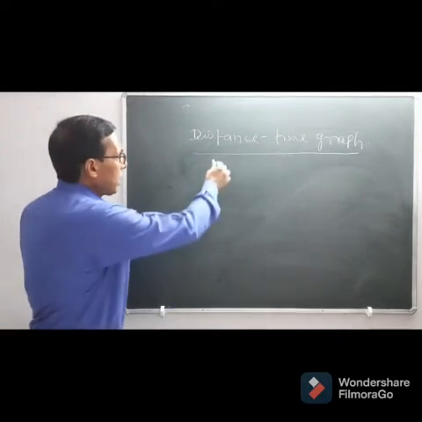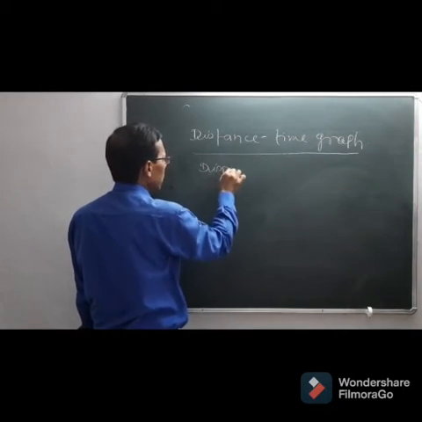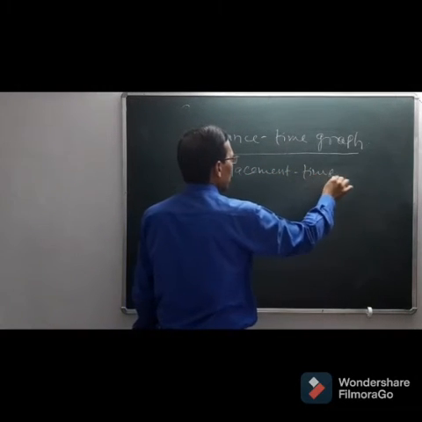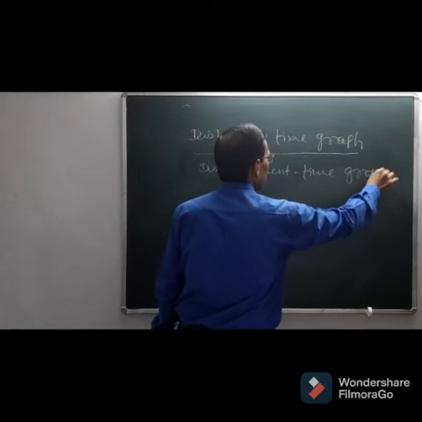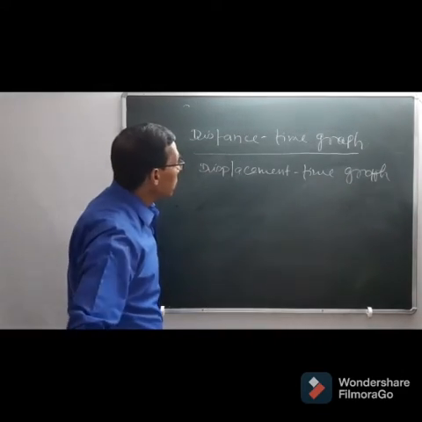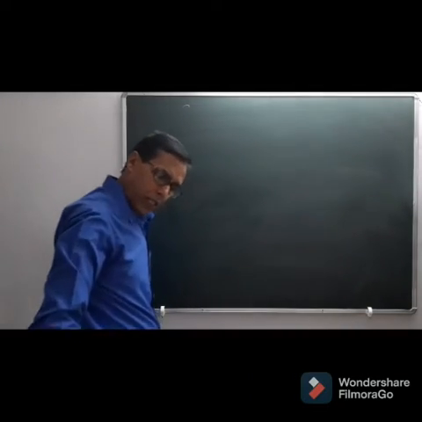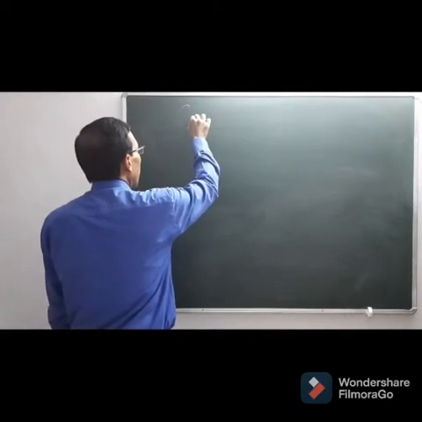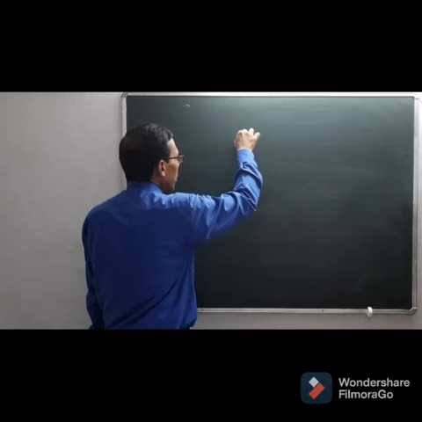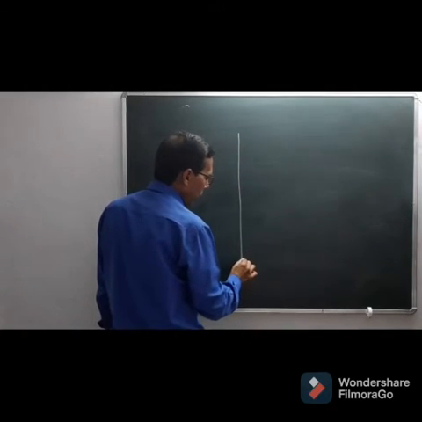Therefore, distance time graph and displacement time graph are the same. Similarly, velocity time graph and speed time graph are the same. So first we discuss distance time graph for a stationary object. We plot a graph between displacement and time.